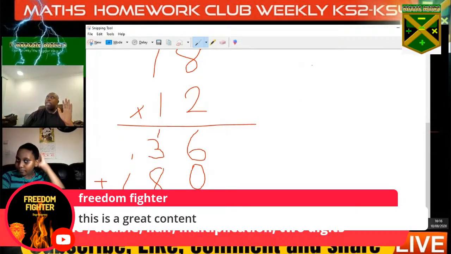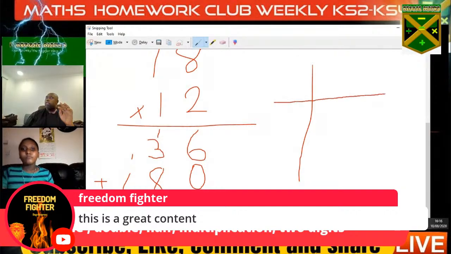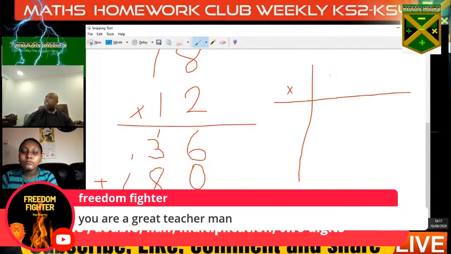Now, I'm going to show you a different way to do this. So 18, I'm going to split 18 up. So this is column multiplication. Here, I'm going to show you the box way. So I'm going to split this up into tens and units. So that's 18, and then we got 12, which is 10 and units.